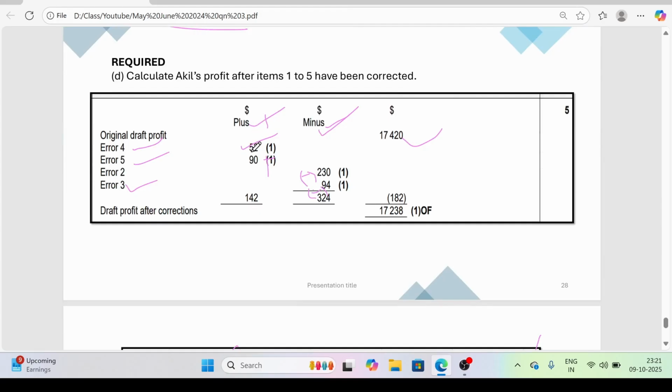Then 52 plus 90, 142. Then 230 plus 94, 324. So 142 minus 324, you will get a minus figure, 182. 17,420 minus 182, the correct figure will be 17,238.